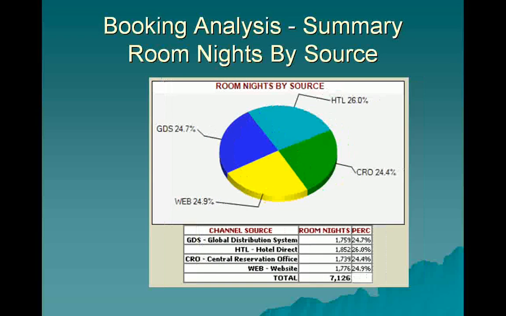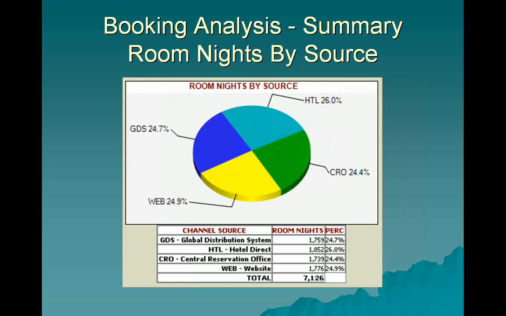The Booking Analysis Room Nights by Source Summary Pie Chart depicts reservation information by reservation source. This chart displays the count and percentage distribution for each reservation source. This information is also invaluable to the sales and marketing department, since it reports the source of reservations and identifies the need for an increase or decrease in targeted marketing and sales campaigns.